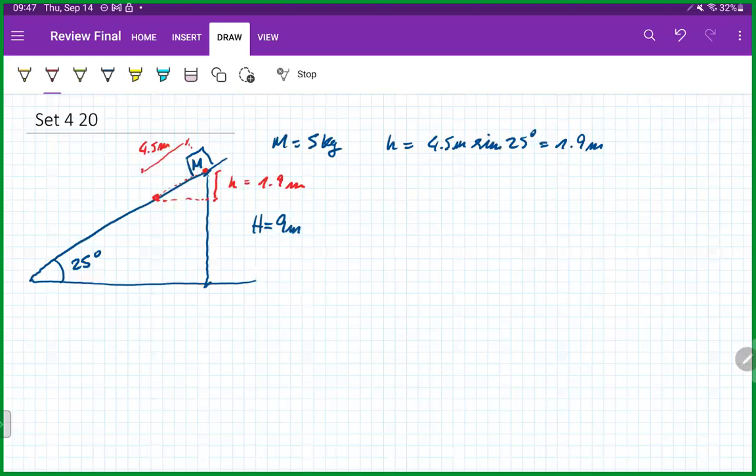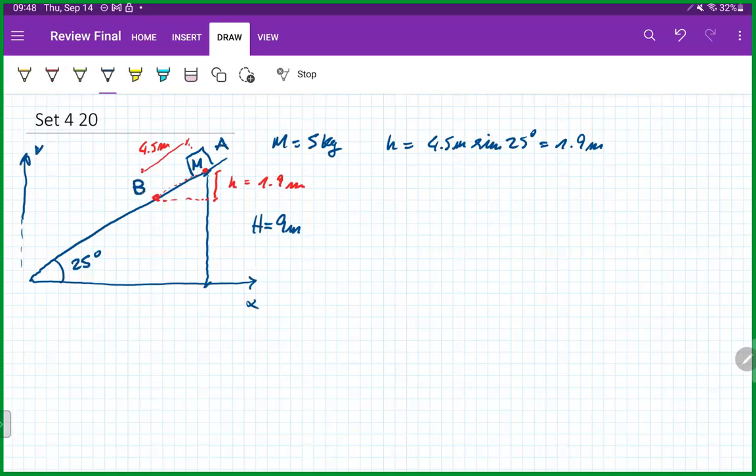Right? So the change in the, let's say we have the y-axis pointing up, right? And x down there, x here. So the change in the y position is 1.9 meters when it's going down the ramp 4.5 meters. Let's call this point, actually, the first one is going to be A, and this other point is going to be B, right?